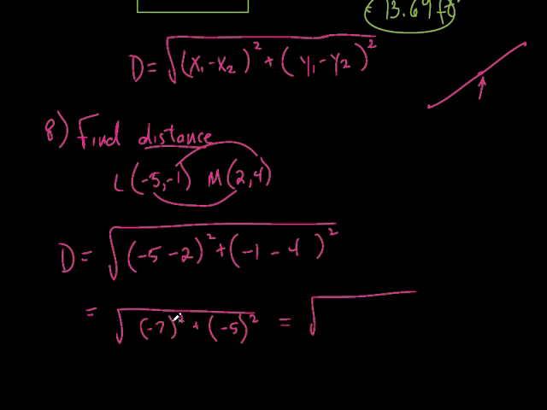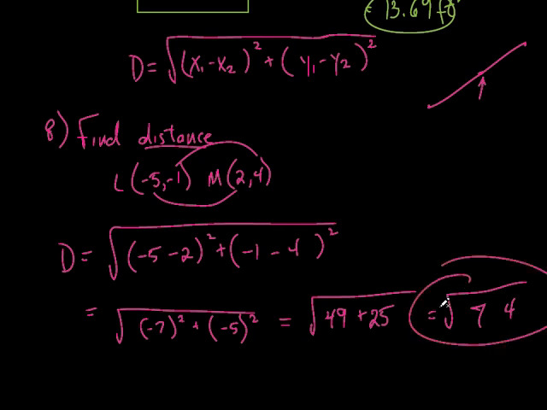Square root. -7 squared. I'm squaring the negative as well, and it's going to be a positive 49. I'm also squaring the -5 right here, and I'm adding them together. That's going to be a positive 25. Okay, add them together, and that's a 4, and that's a 7, right? So it's the square root of 74, and you're done.